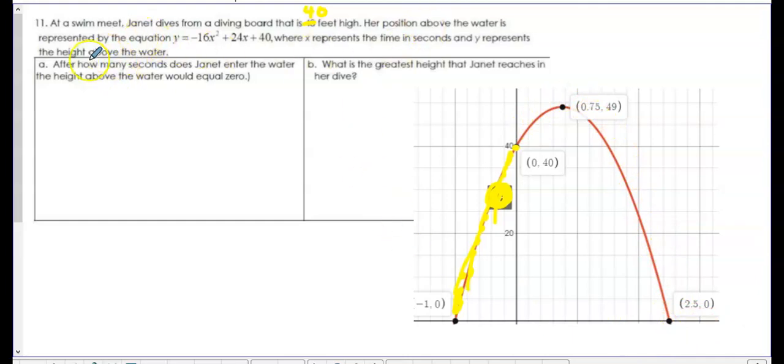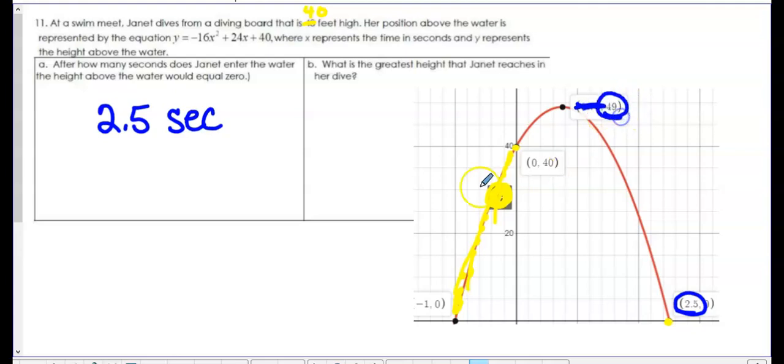Okay. Let's see, after how many seconds does Janet enter the water? The height above water would equal 0. Okay, so right here, we get a different color. It would be right here, 2.5 seconds. And then what's the other question? What's the greatest height that she reaches? Not that number, but this one. She reaches 49 feet. So she jumps 9 feet from here up to her highest point and then back down. Dives don't usually look like that. They're usually more like this. But anyway, all right. It's just a hypothetical.